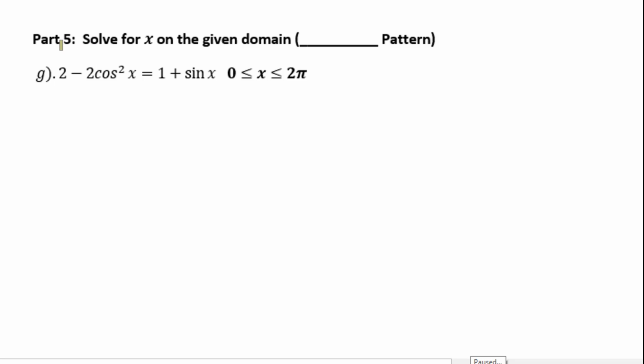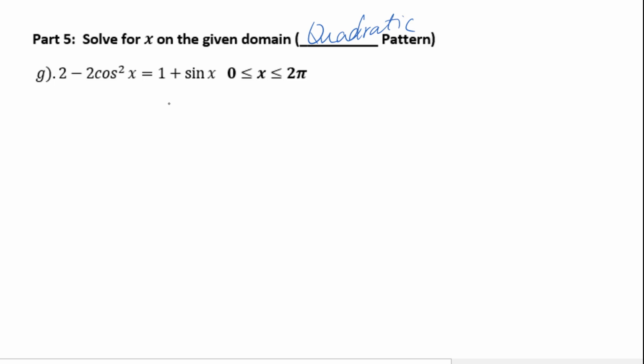Today's lesson is about solving trig equations with the quadratic pattern. Now go to this G. 2 minus 2 cosine square x equals 1 plus sine x, where x is greater than or equal to 0 and less than or equal to 2 pi. We know this is a quadratic pattern.